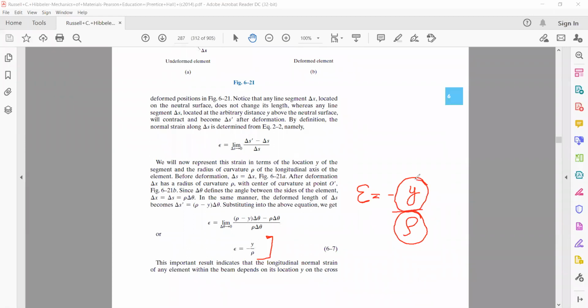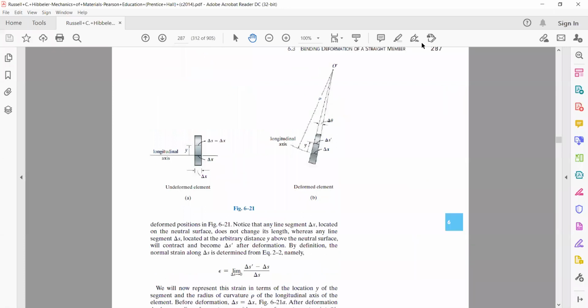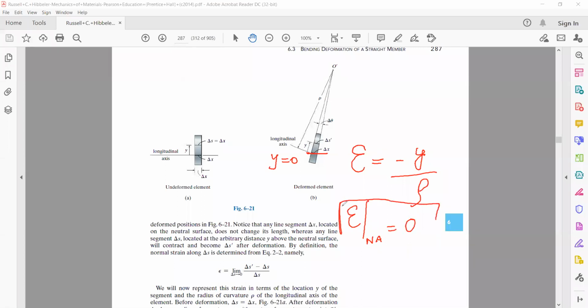What does that mean? In order to make you understand, I will go back to this diagram, and in this diagram we have just derived strain is equal to minus y divided by rho. At the neutral axis, the value of y is equal to 0. So when y is equal to 0, the value of strain at the neutral axis is equal to 0. That's what we were saying, that at the neutral axis there is neither tension nor compression. The element at the neutral axis behaves as if it's not strained at all.